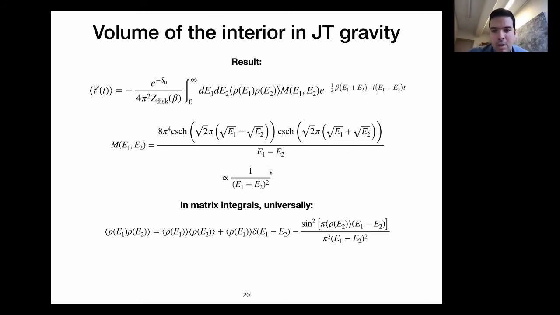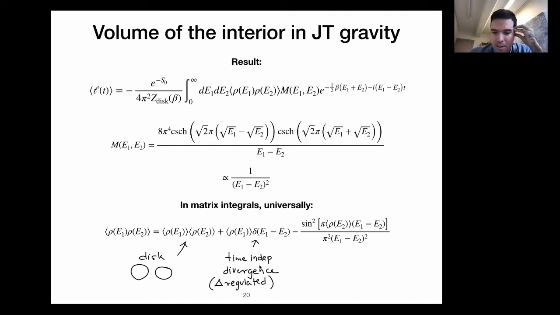Okay, so now I will analyze this quantity a bit, and tell you how it behaves and how it's related to other quantities. You have this spectral density two-point function here, and in this late time regime where the energies are close, in a random matrix integral, independently of the potential, it has a universal form. So it has a factorizing piece. This is a classical piece from the gravity point of view. It comes from two disk amplitudes. It has a time-independent divergence.